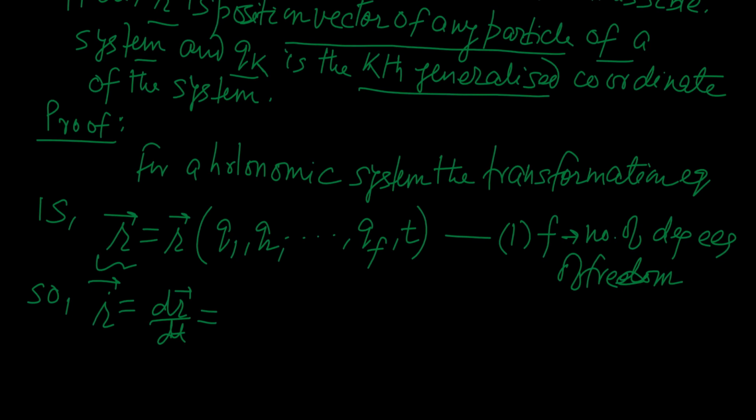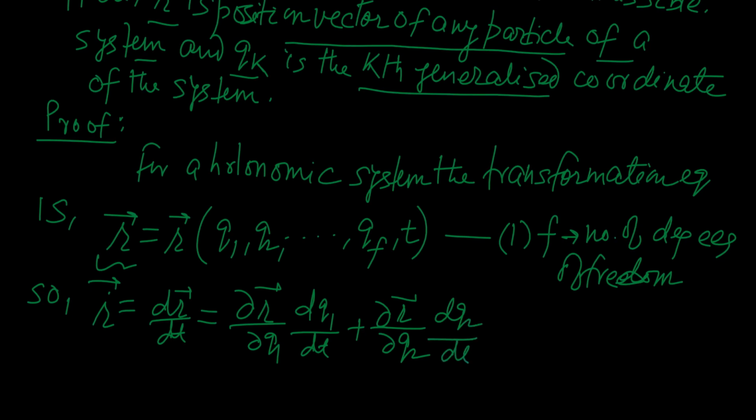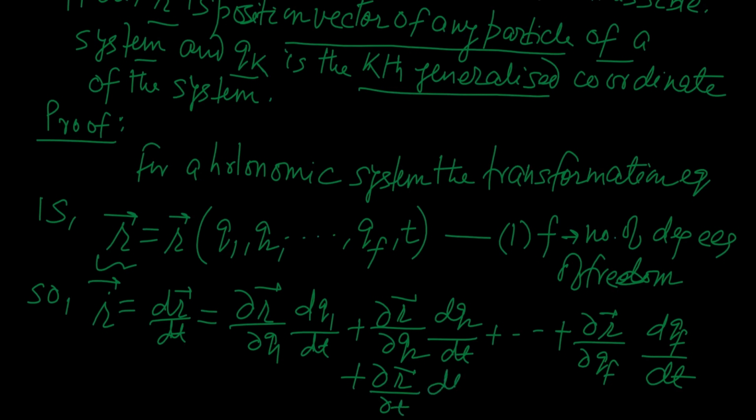We will write that this will be equal to del R by del Q1 dQ1 by dt, plus del R by del Q2 dQ2 by dt, plus so on, plus del R by del QF dQF by dt, and plus del R by del t dt by dt.